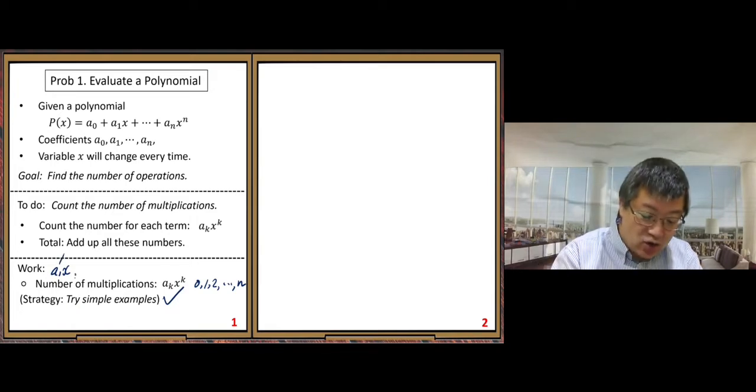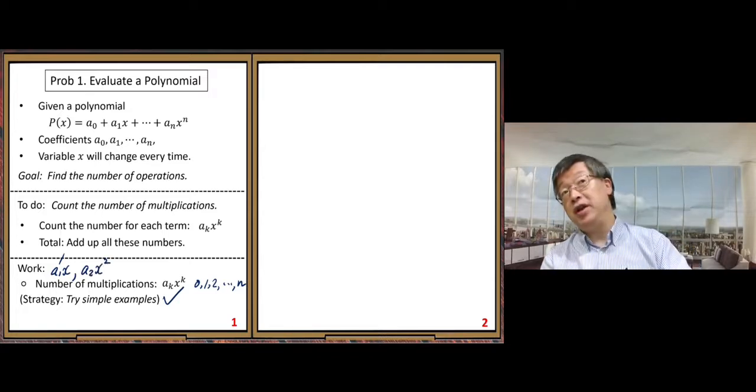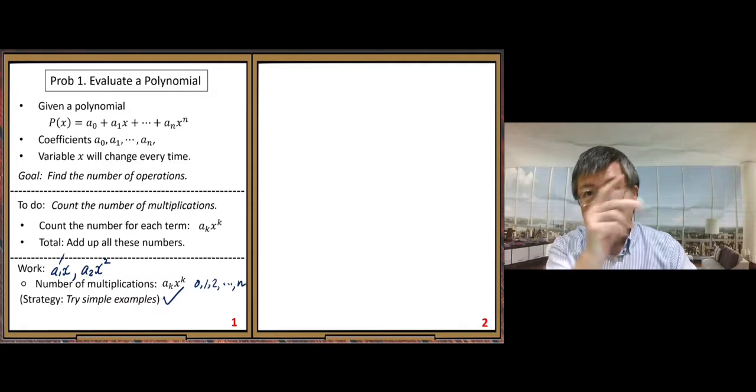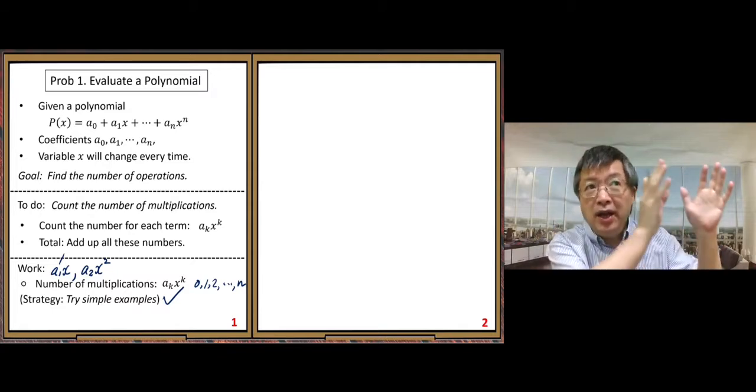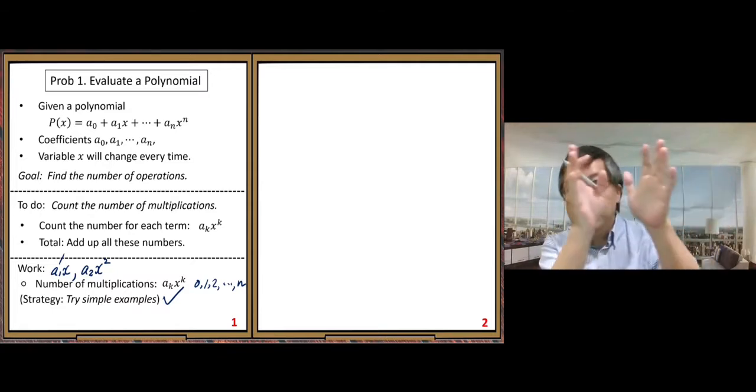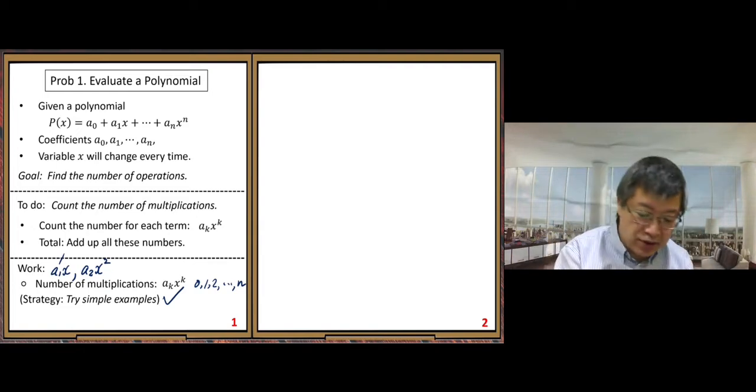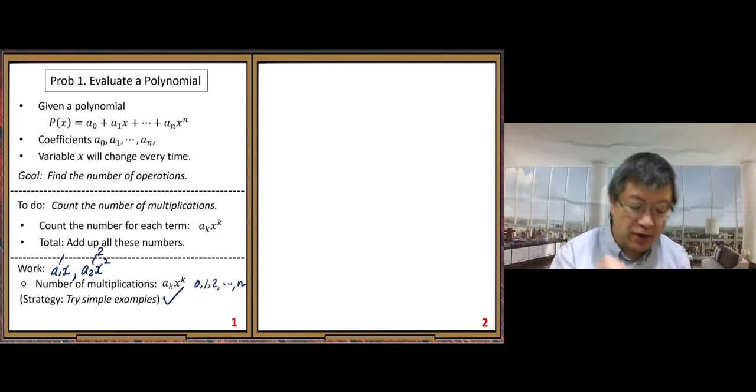Let's try the second: a sub 2 times x squared. How many multiplications? For x squared, we need 1 multiplication. Then a2 times x squared, the second multiplication. You can see this time the answer is 2.